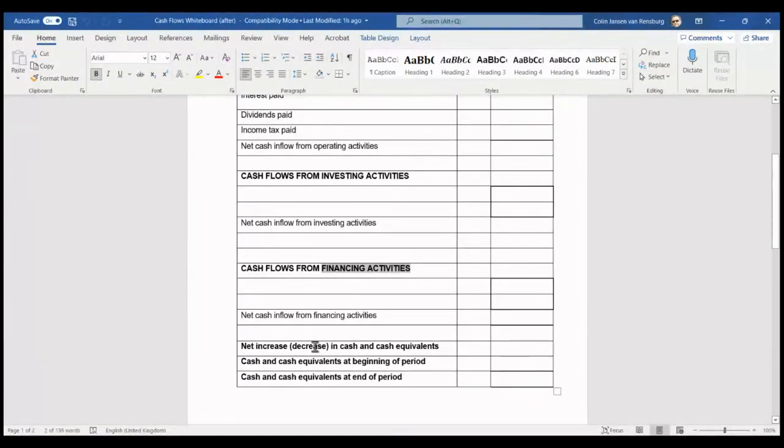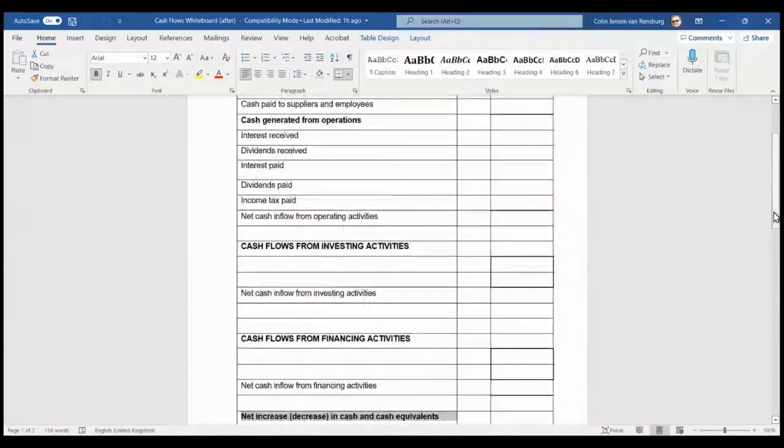And then we've got a fourth section at the bottom where we simply reconcile our opening cash and cash equivalents with our closing cash and cash equivalents. The difference between the opening and the closing will clearly be either an increase or a decrease in your cash and cash equivalents for that financial year, right?